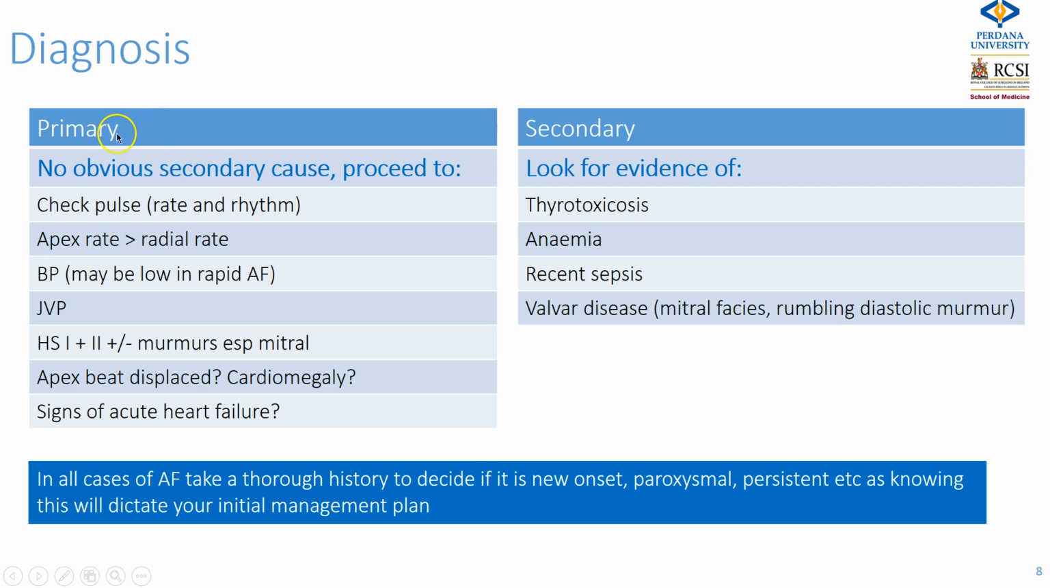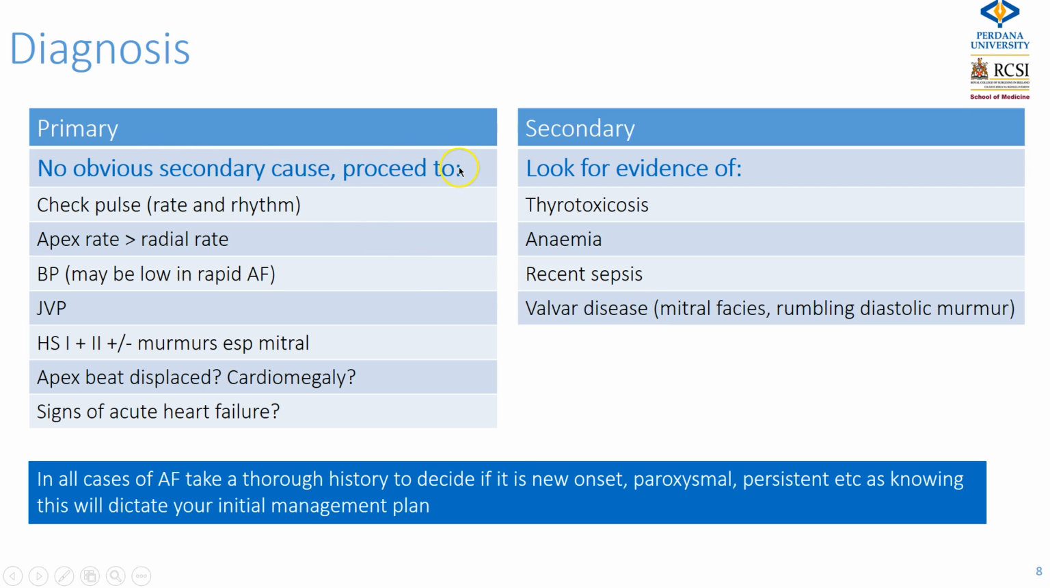The diagnosis may be primary or secondary. In other words, if it's been due to some other precipitating cause, then you should also look for that. If there's no obvious secondary cause, such as thyrotoxicosis, anemia, recent sepsis, or valvular heart disease, and you would look for evidence of that clinically, but also you would listen for the murmur, the diastolic rumbling murmur of mitral stenosis, and also you may want to follow up that with an echocardiogram.